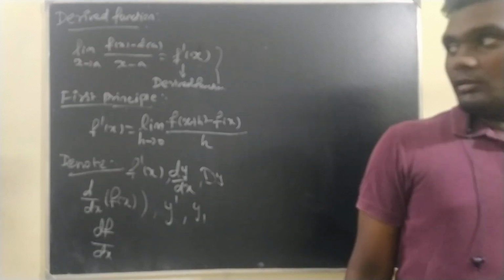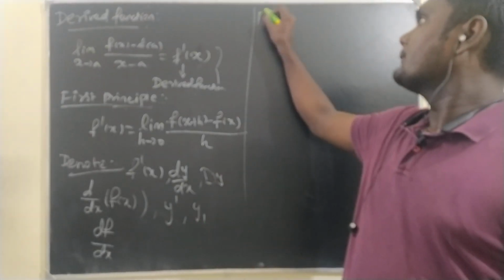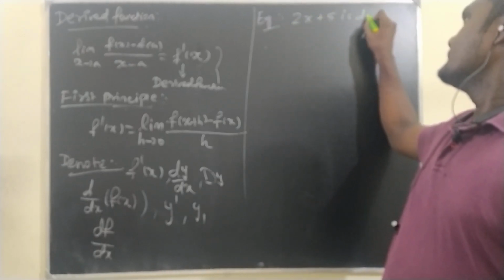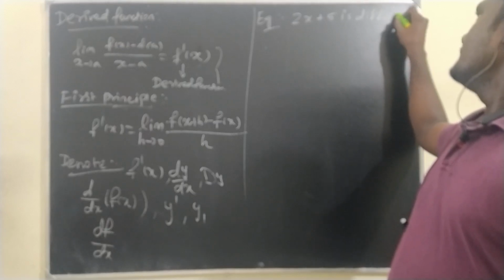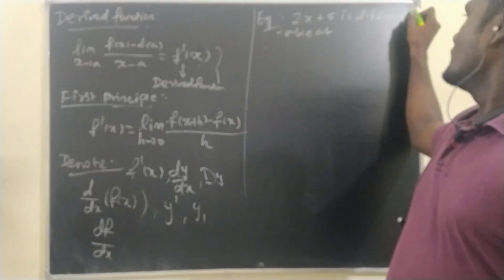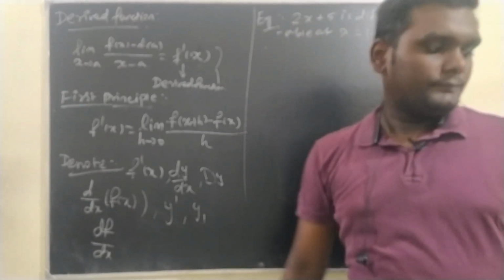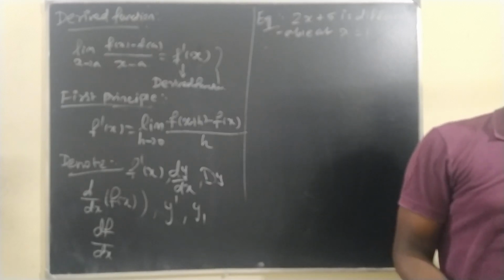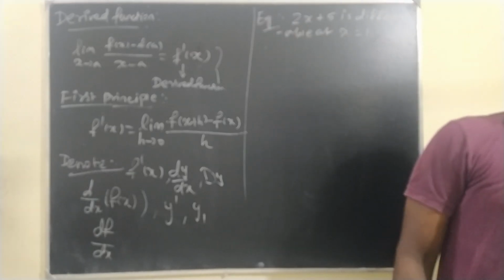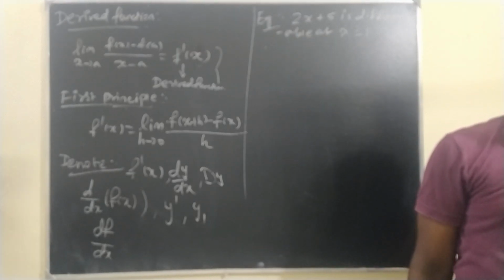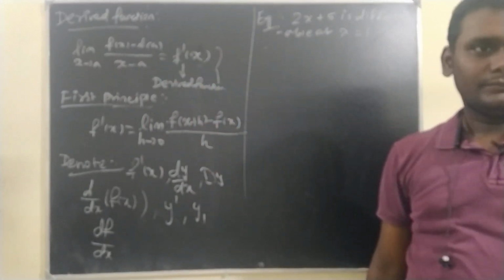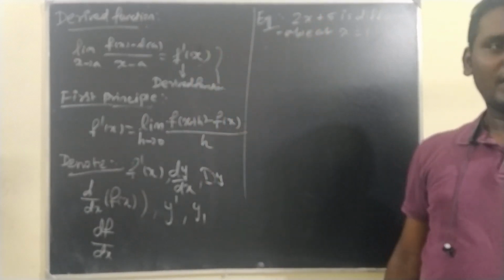Now take one example. 2x plus 5 is differentiable at x equals 1. How do we say this function is differentiable at x equals 1? Using the first principle. What does this first principle say? First principle also you can use, or else using the definition also you can use. This is a very simple function, better we go with the definition itself.